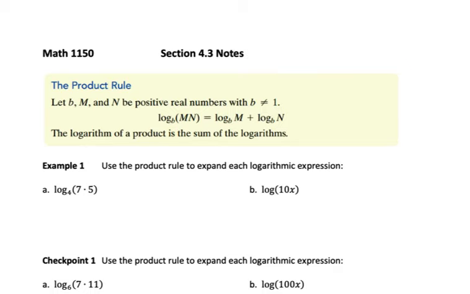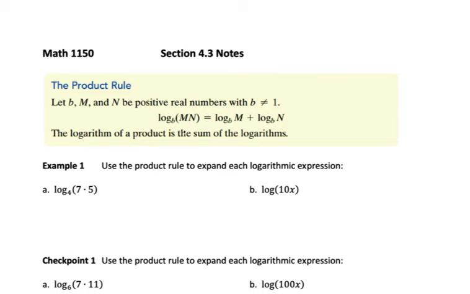In this video for section 4.3, we're going to talk about the properties of logarithms. And the first one that we're going to see is the product rule. The product rule states that if we have log base b of m times n, that equals log base b of m plus log base b of n. So we can break up the product into the sum of two separate logarithms.